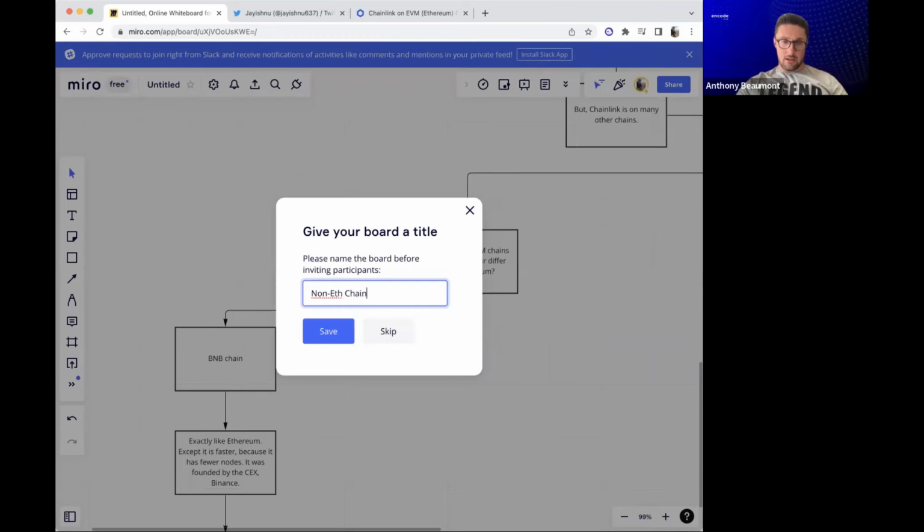Non-ETH chains and Chainlink. Put an emoji in there. I think you should put an emoji. Putting the lightning emoji. Look at that. Beautiful.